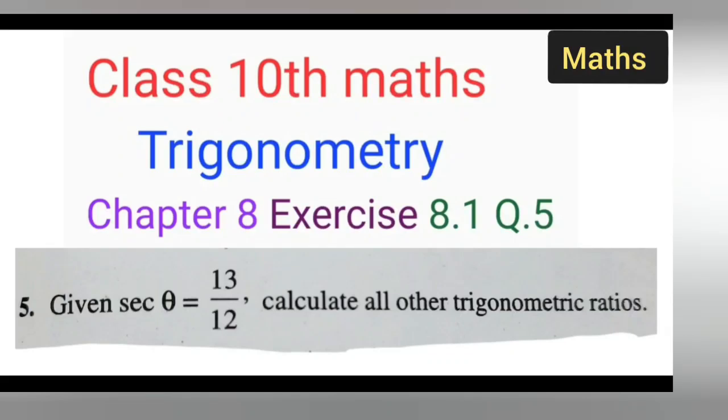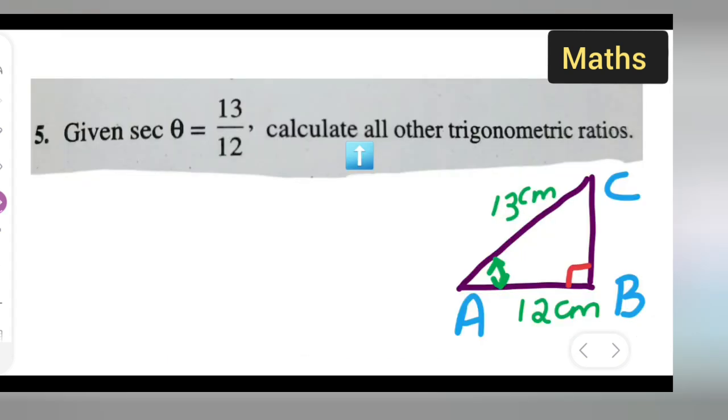Today's question is taken from class 10 mathematics, trigonometry, chapter 8, exercise 8.1, question number 5, which I will be solving today. Given sec theta is equal to 13 upon 12, calculate all the trigonometric ratios. Take down this question first.